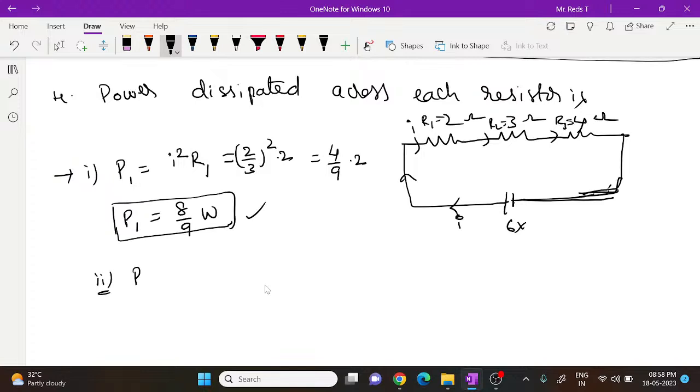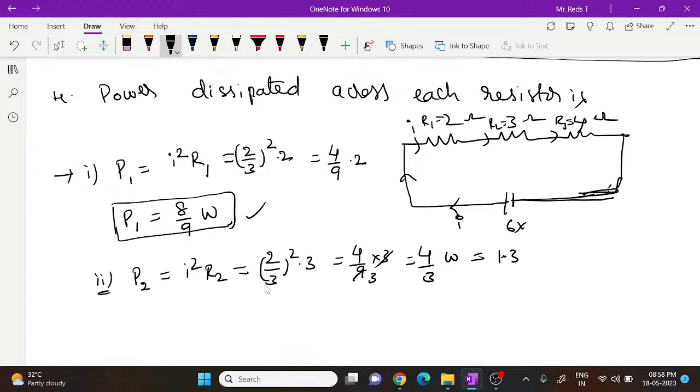Second, power dissipated across the second resistor, P2, is equal to I square R2. I square is again 2 by 3 whole square into R2, which is 3 ohm. So it is equal to 4 by 9 into 3, which is 4 by 3 watt, or you can also write it as 1.3333, so 1.3 watt. Depending on the requirement, if the options are given for this question, you have to observe the options. If the options are given in fractions or decimals, then you have to simplify.